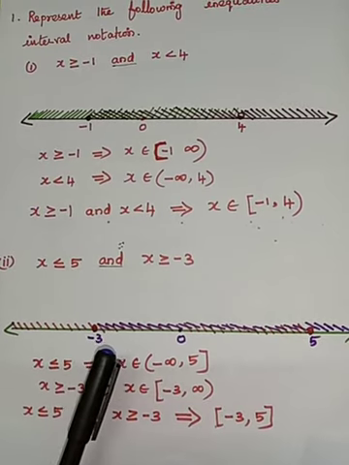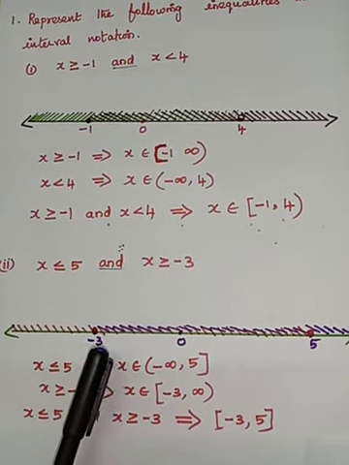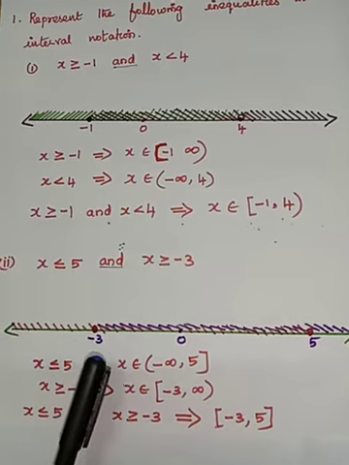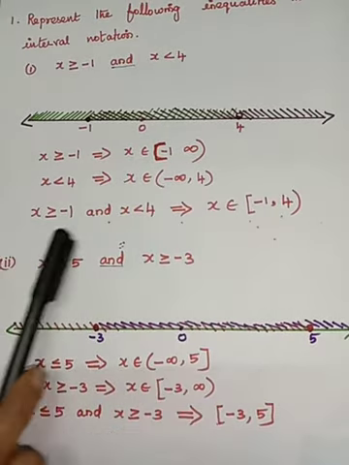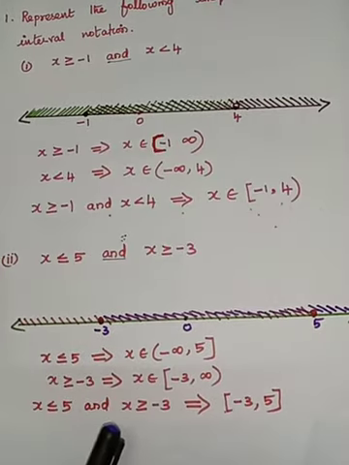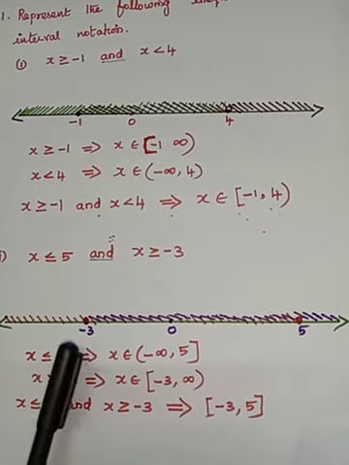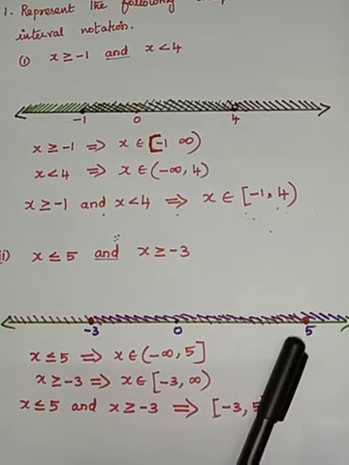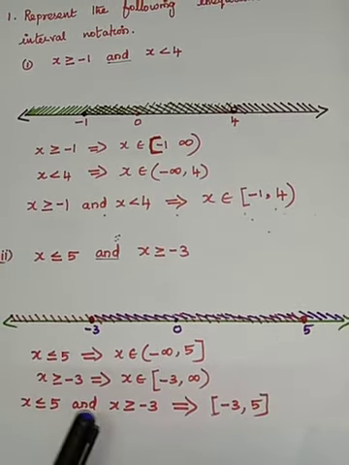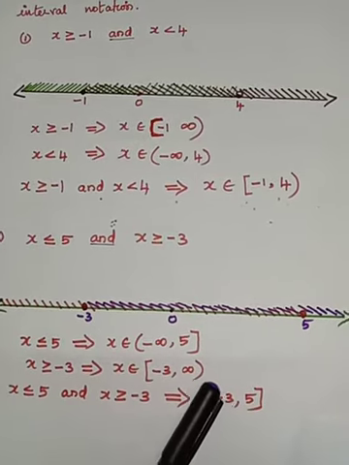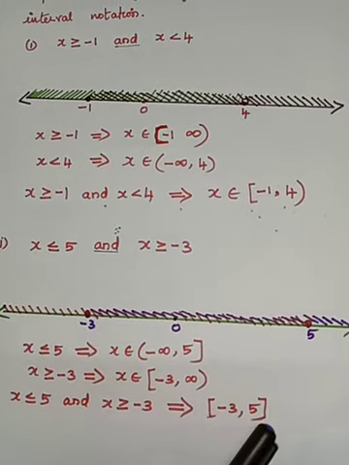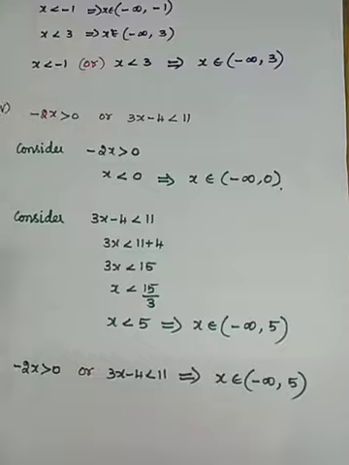What is it? Red color shade as well as the purple color shade. So for this inequality, your x values belong to minus 3 to 5. X belongs to [-3, 5], and minus 3 is included and 5 is also included, so you have to use the square bracket. Okay, come to the next one.